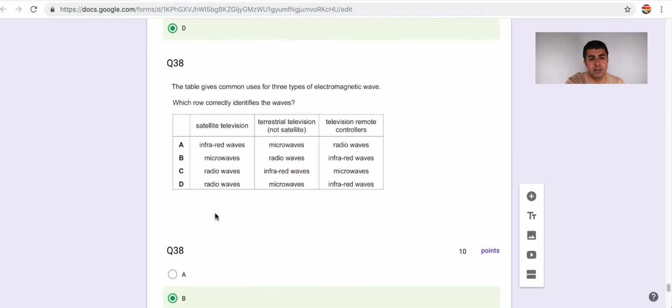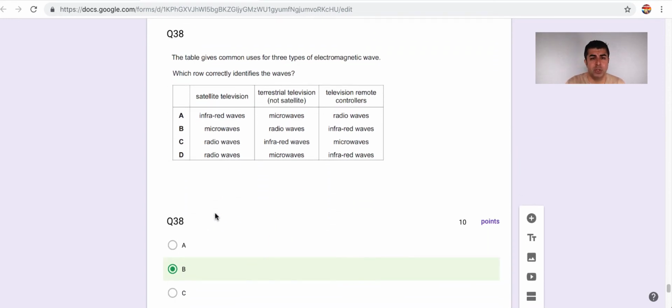Question number 38. The table gives common uses for 3 types of electromagnetic wave. Which row correctly identifies the wave? Satellite television, well, definitely microwaves. Terrestrial television, radio waves, sometimes known as TV. And television remote controls, infrared, so the answer has to be B for ball.